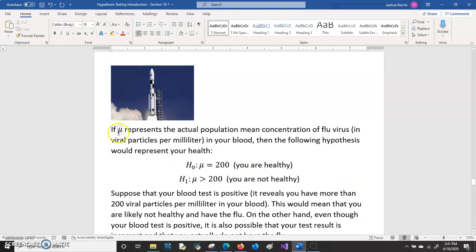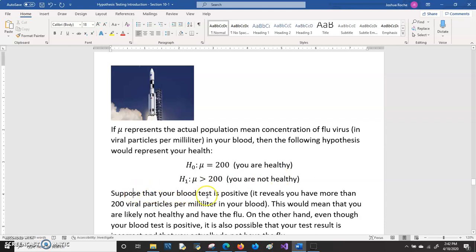Let's say mu is the population mean, representing the actual population mean concentration of flu virus in your blood. Then the following hypotheses would represent your health. The null hypothesis would be that the actual concentration of virus particles is 200 or maybe less, which would mean that you're probably healthy. The alternative hypothesis would be that the mean concentration of virus particles in your blood is more than 200, which would indicate that perhaps you are not healthy, perhaps you have the flu.